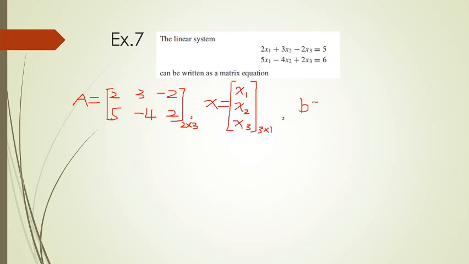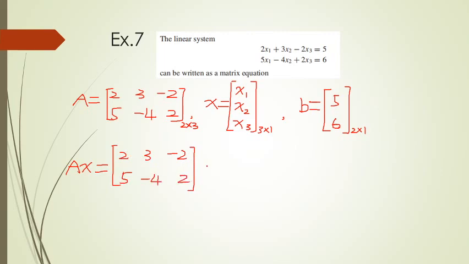And then the right side constant b, 5, 6, which is 2 by 1, right? M by 1. So here my AX can be written as the matrix 2, 3, minus 2, 5, minus 4, 2 times the x. We will mention how we perform the matrix times the column vector later, when we introduce the matrix multiplication.